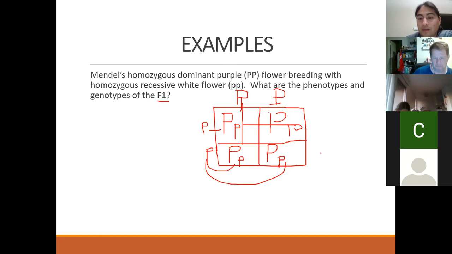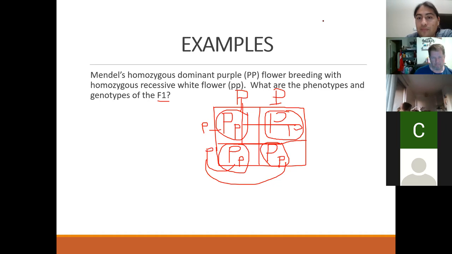Zero. Would be like the other way. So this is a capital P and a lowercase p, which means this is a heterozygous, right? This is another heterozygous. Hetero means different. And then we have another heterozygous over here, and another heterozygous over here.